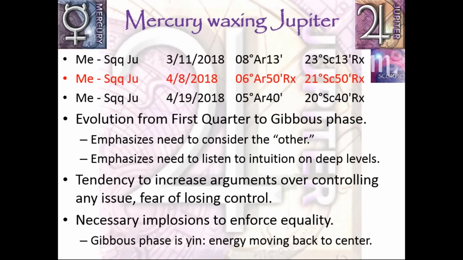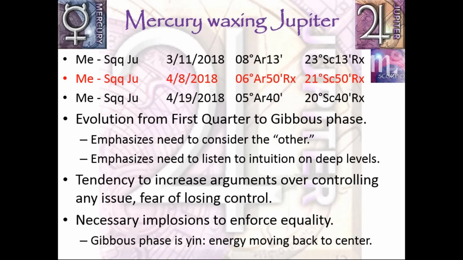Mercury is a waxing sesquisquadrate to Jupiter. Can you say that one 3 times? A sesquisquadrate. I've had a few years to practice. Sesquisquadrate is a square and a half. And the happy little slide that I showed you of the 360 circle, it's where the faster moving planet moves from first quarter to gibbous phase if the slower moving planet is the 0 degree mark.